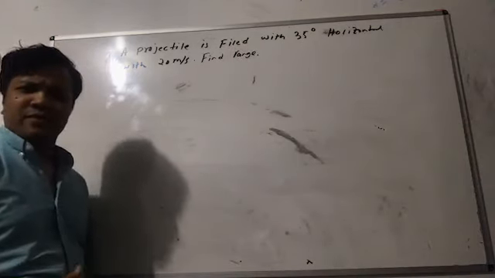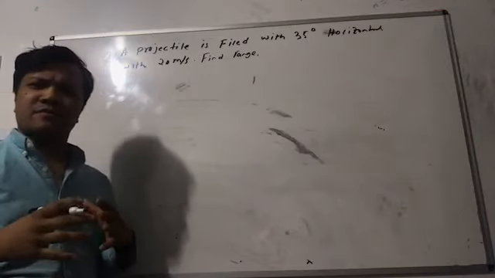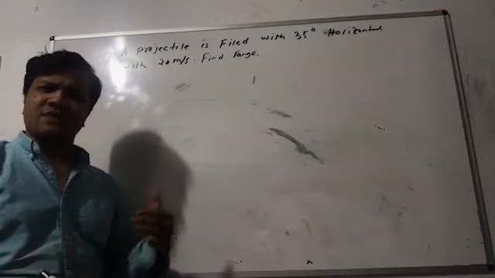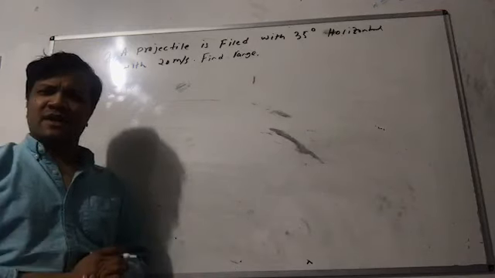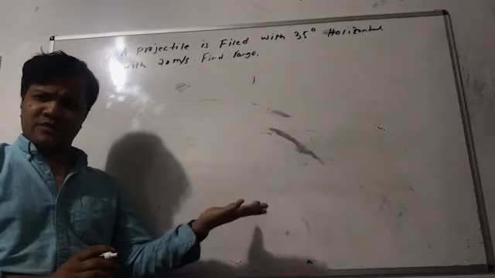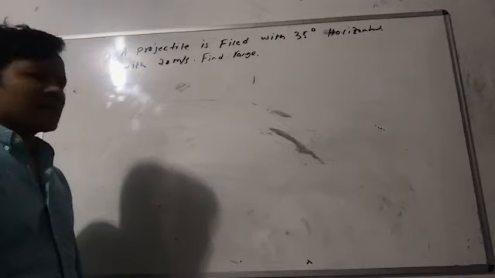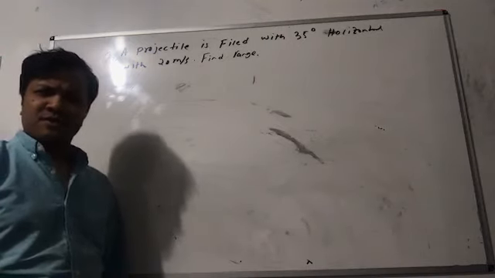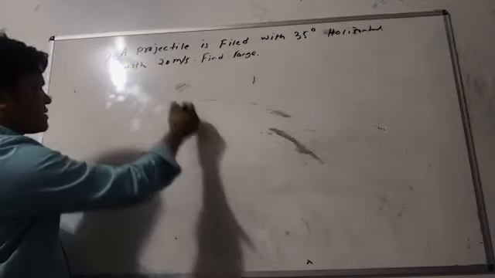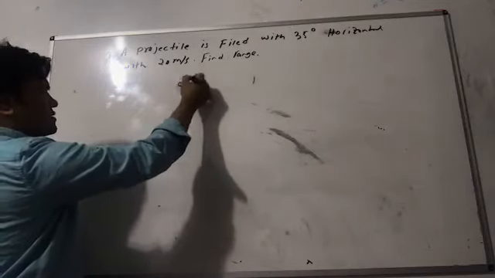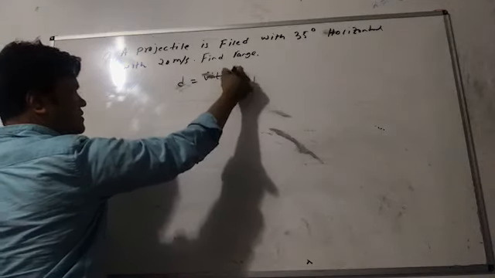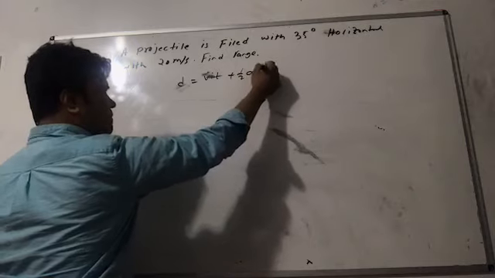There are two ways we can find the range, and I'm gonna teach you both ways. The first one is super easy and the second one is a little bit complicated. So let's do the first one and then I'll show you the second one. One of the kinematics equations is very handy. It looks like this: d is equal to half (vi)t plus half at squared.